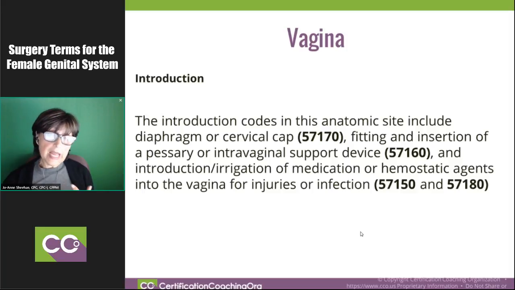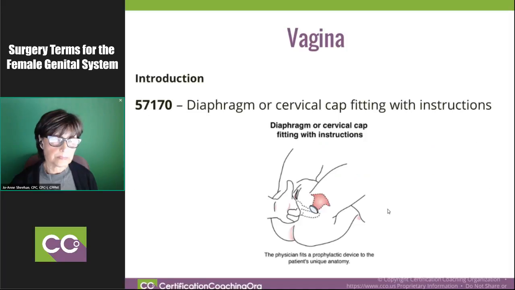Now, there's another heading under the vagina in the genital system, and it's called introduction. The introduction codes in this anatomic site include the diaphragm or cervical cap, which is CPT code 57170, fitting and insertion of a pessary or intravaginal support device, which is 57160, and introduction or irrigation of medication or hemostatic agents into the vagina for injuries or infection, and those codes are 57150 and 57180.